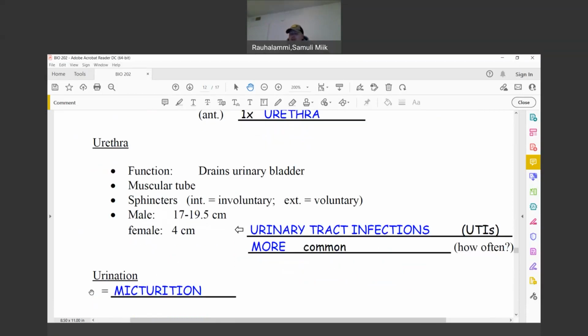The term that we're going to use when we talk about urination in proper medical language is micturition. So you can use that term next time rather than say, I need to go to the loo. You can say that I need to go and practice some micturition.